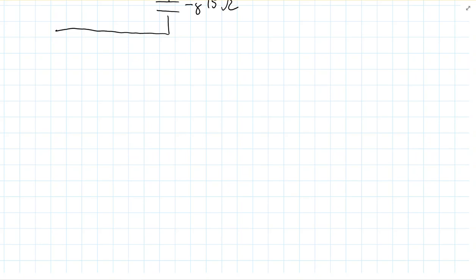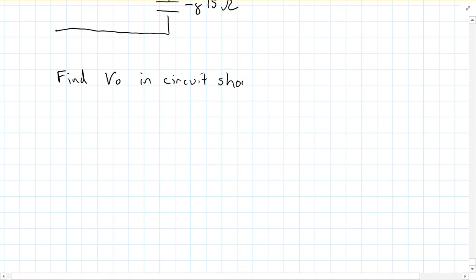Okay, so we're going to look at another one here. This is where we're just going to be asked to find what V out is. So find V out in the circuit shown below. So I should draw the circuit.